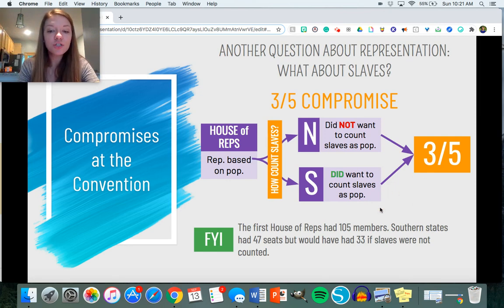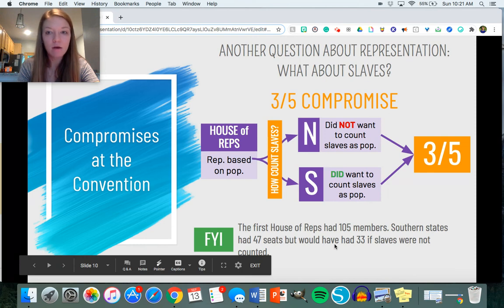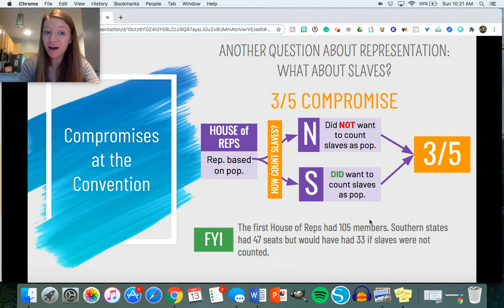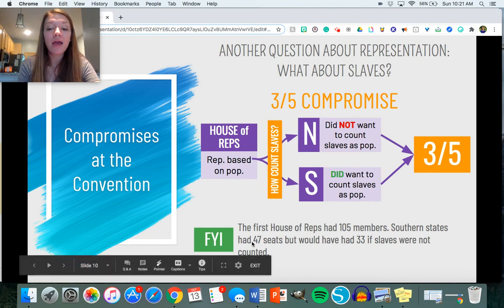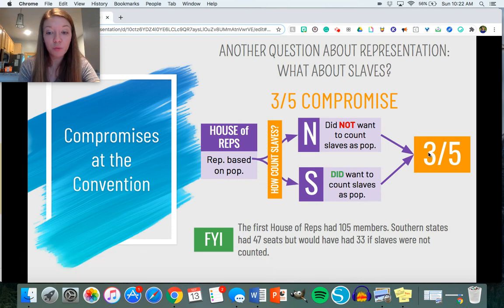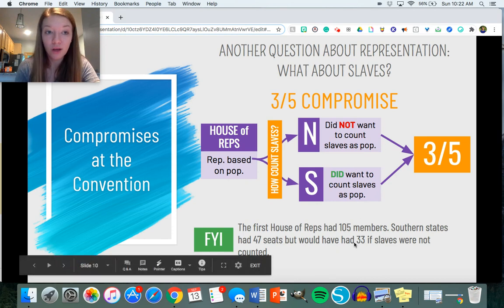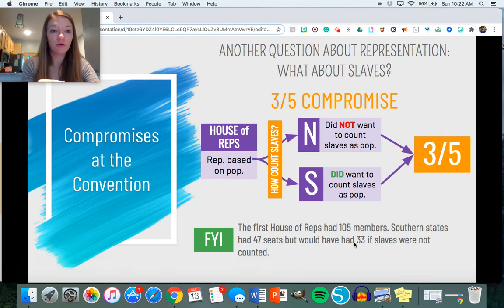So just to give you an idea of the importance of this, the first House of Representatives had 105 members. Southern states, when you counted slaves toward the population, had 47 of those 105 seats. So just about half, a little under half. If we did not count slaves, even 3/5 of them, toward the population, they would have only had 33. So that is how many slaves there were in the South.